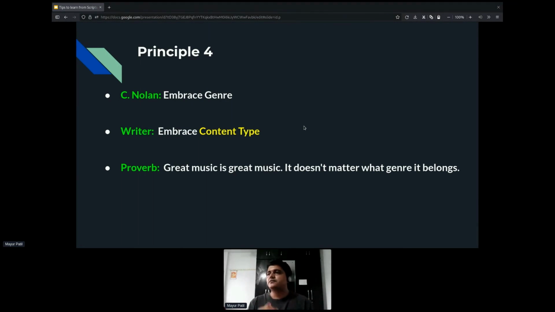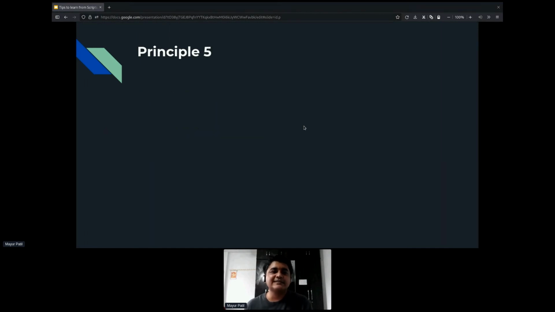Though at first we can think of Dark Knight as a superhero movie genre, he actually chose film noir. It is a genre where thriller and crime intersect. In a similar way, as a writer, you need to investigate the right content type for the customer. And the same goes with the proverb: great music is always great, so it doesn't matter what genre it belongs to. So it brings us to the final slide.